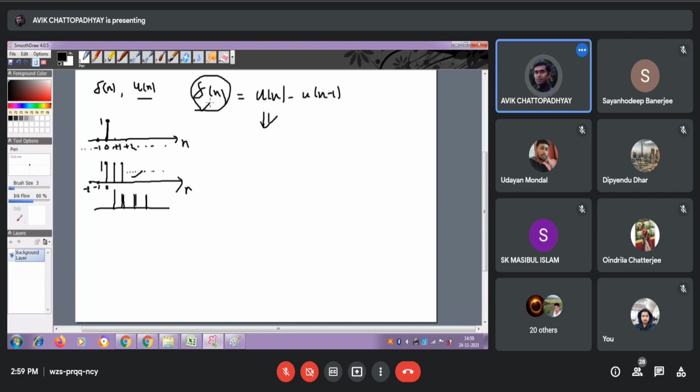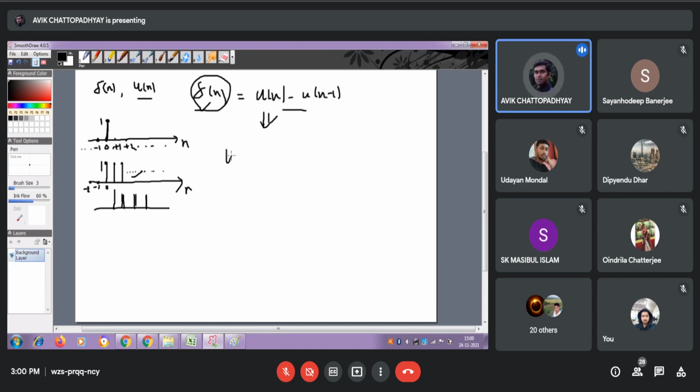In the continuous time domain, you know that to find delta t from u t, you have to differentiate, and to find u t from delta t, you have to integrate. Now here, the differentiation becomes just a difference, as I think I mentioned in the last class. And the integration now becomes just a summation. But the concept is the same. Getting the point?